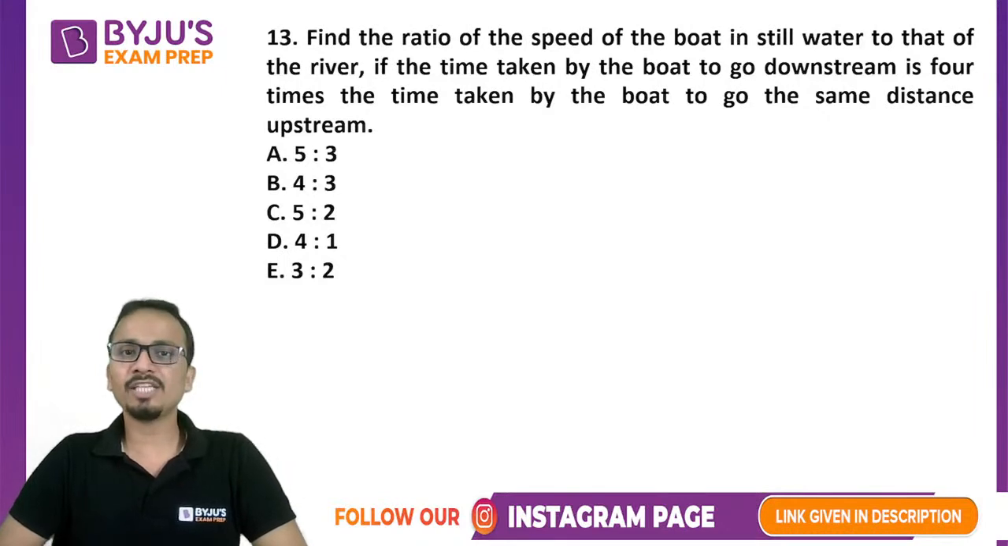Question is, find the ratio of the speeds of the boat in still water and that of the river, if the time taken by the boat to go downstream is 4 times the time taken by the boat to go the same distance upstream.